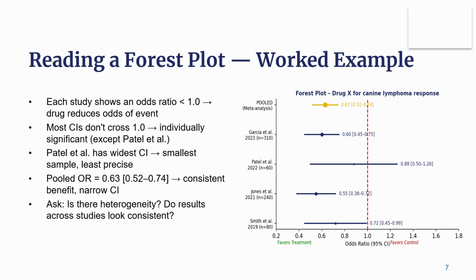Garcia et al., with 310 dogs, has the narrowest CI and the largest box. The pooled diamond at the bottom, OR 0.63, confidence interval 0.52 to 0.74, the diamond doesn't cross 1. This is a statistically significant benefit. Now ask, are the studies consistent? If results were all over the place, some showing benefit, some showing harm, that's heterogeneity, and it complicates interpretation. Here, they look pretty consistent, which is reassuring.